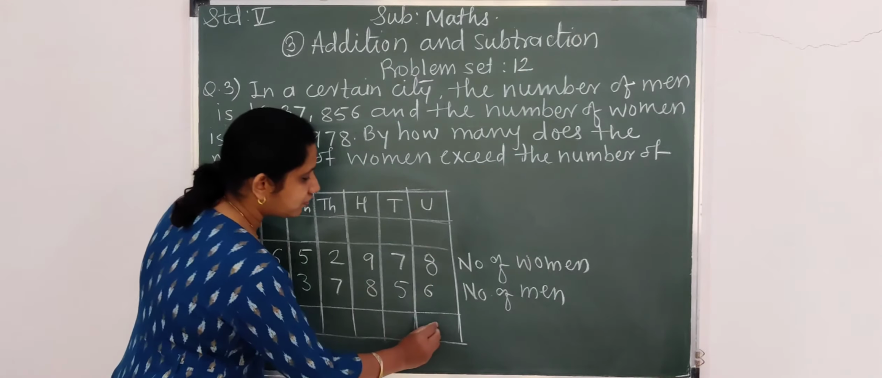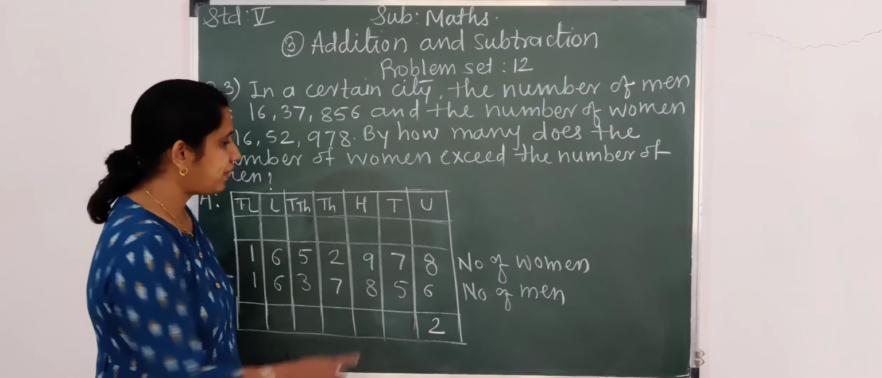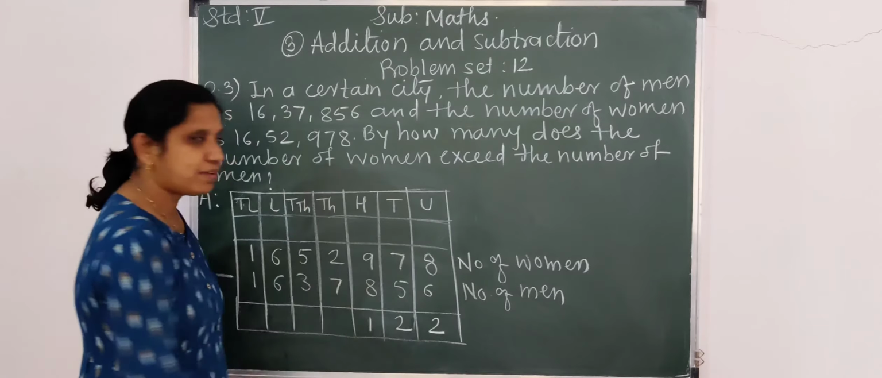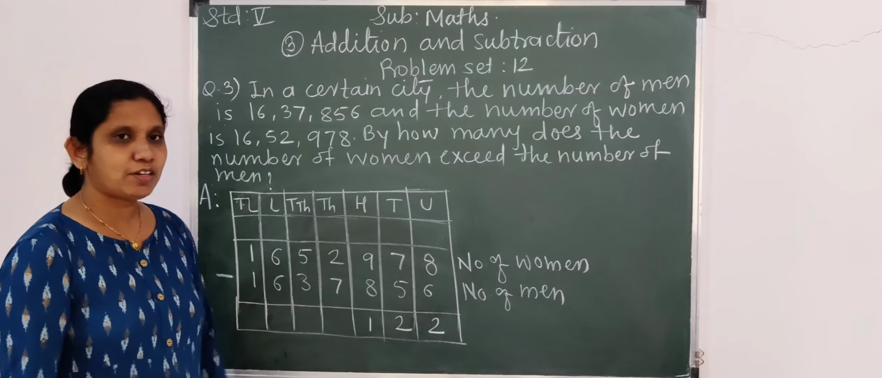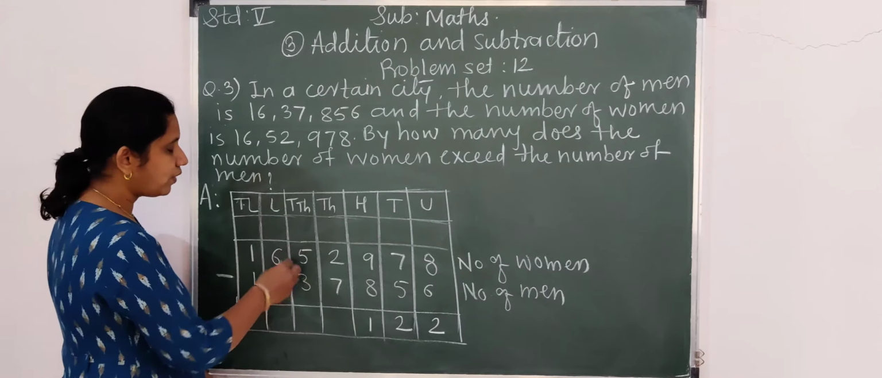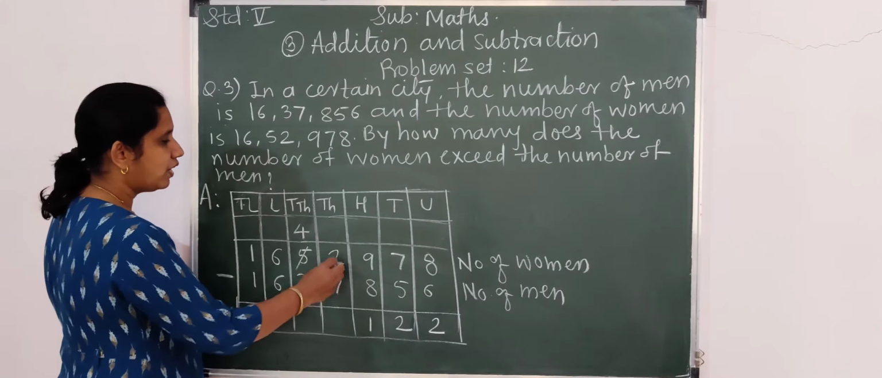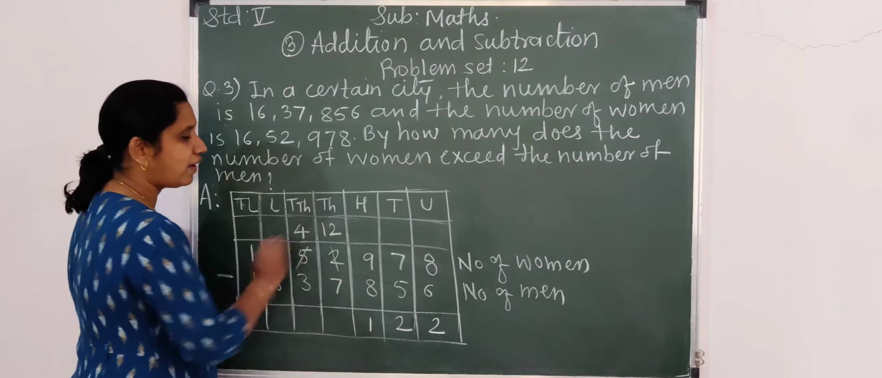8 minus 6, very simple, 2 remains. 7 minus 5, 2 remains. 9 minus 8, 1 remains. Now can I subtract 7 from 12? No. Go to the 10,000s place, cancel 5. 5 minus 1 will remain 4. Cancel these 2, it becomes 12.